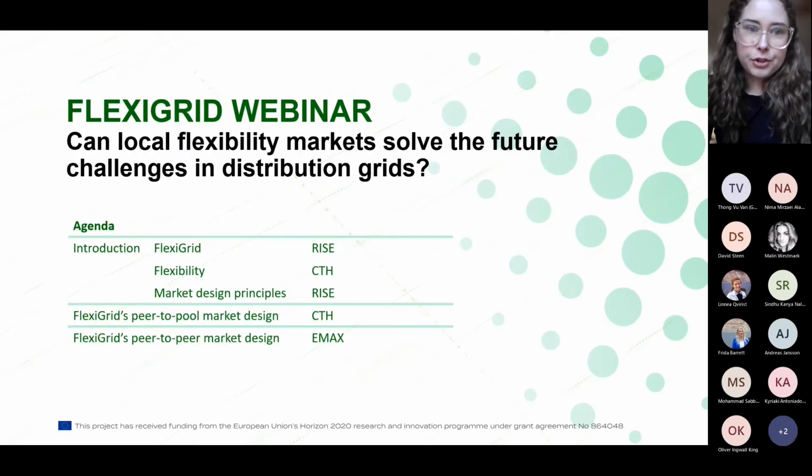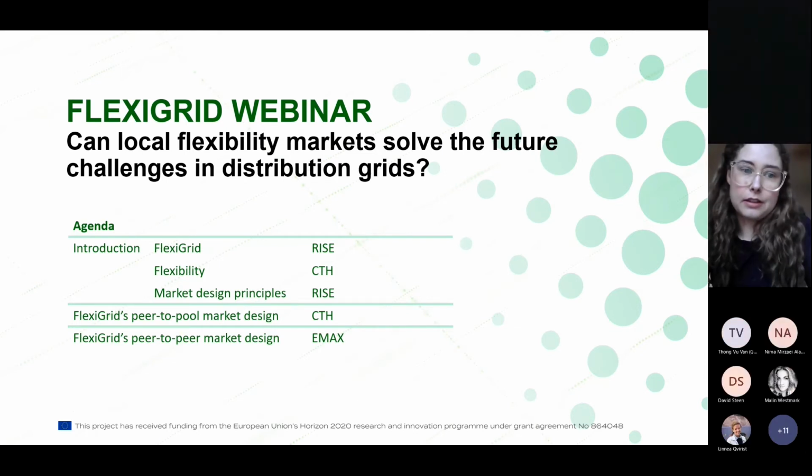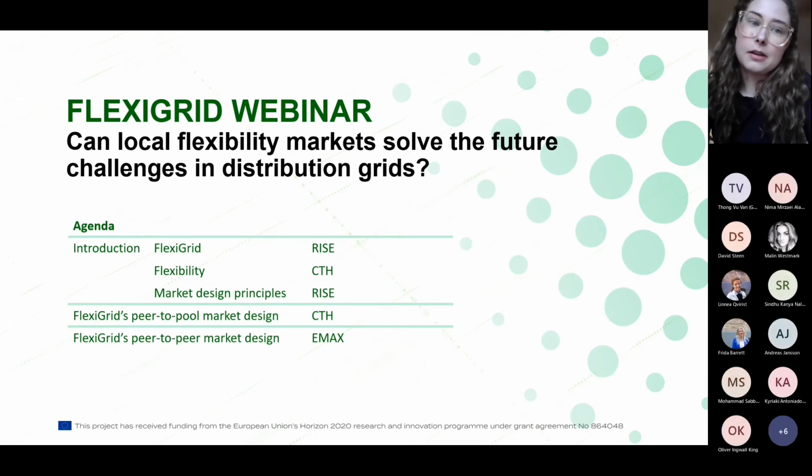We have an agenda for you where we'll be starting off with an introductory phase. There will be an introduction to FlexiGrid, the project, and to flexibility by Nima from Chalmers, who will present himself and flexibility later on, and also an introduction to market design principles from an economic theory point of view. Then we will have an introduction by Nima from Chalmers again to the FlexiGrid's peer-to-pool market design, followed by Thong from Emacs, who will present FlexiGrid's peer-to-peer market design.